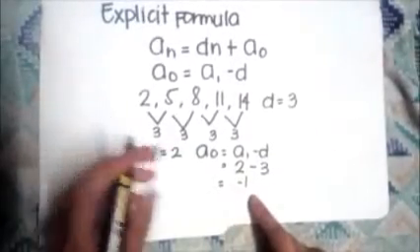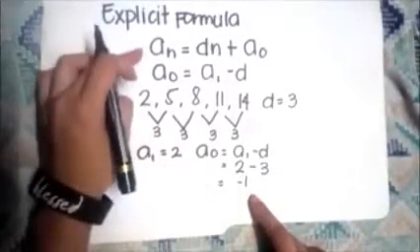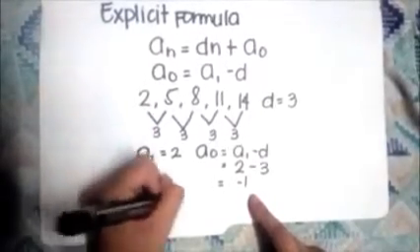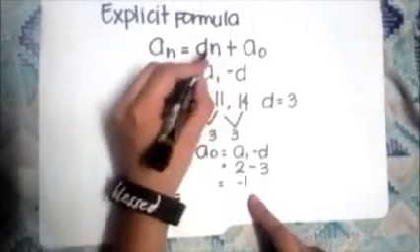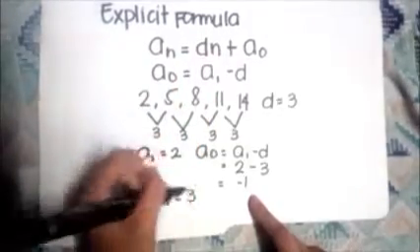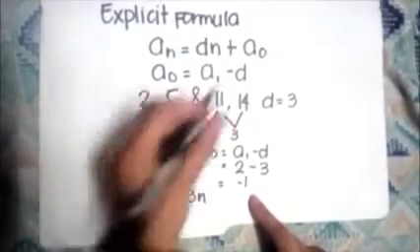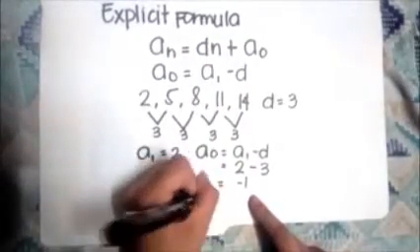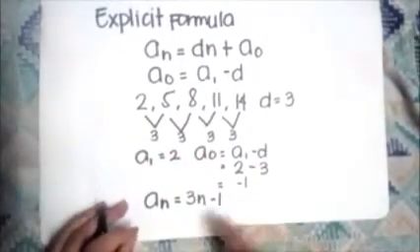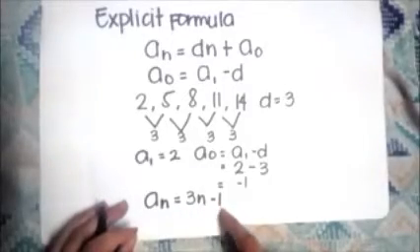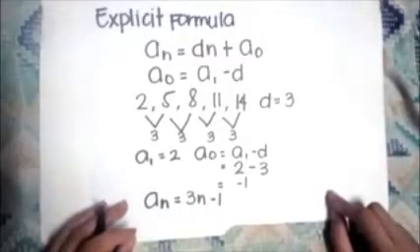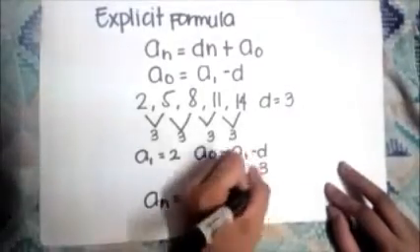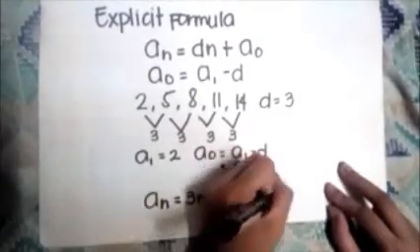Substituting these values in this formula, we have a sub n is equal to our common difference times the number of terms plus the a sub 0, which is negative 1. Now we have a sub n is equal to 3n minus 1 as the explicit formula of the sequence. Now, can we find a sub 16?